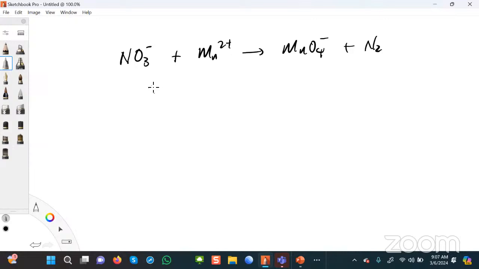Okay, so what would be the half reactions? NO3 minus to N2. Okay, 2. Very good. What's the next step? Balance all atoms excepting oxygen and hydrogen. So in this case, what does that mean? Okay, and what about this one? No change because it's already balanced, right? Very good. Next step.